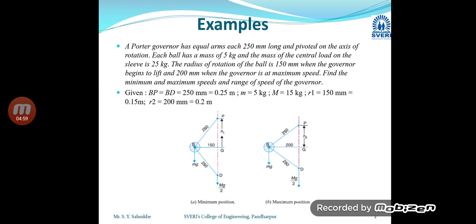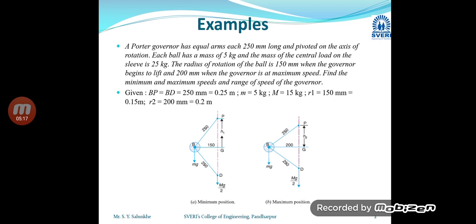Then the mass of each fly ball is given as 5 kg. Then the central mass is given as 25 kg. The kg will remain as it is. The radius of rotation when the speed is minimum, which we are going to call r1, will be the minimum radius at which the governor is going to rotate.